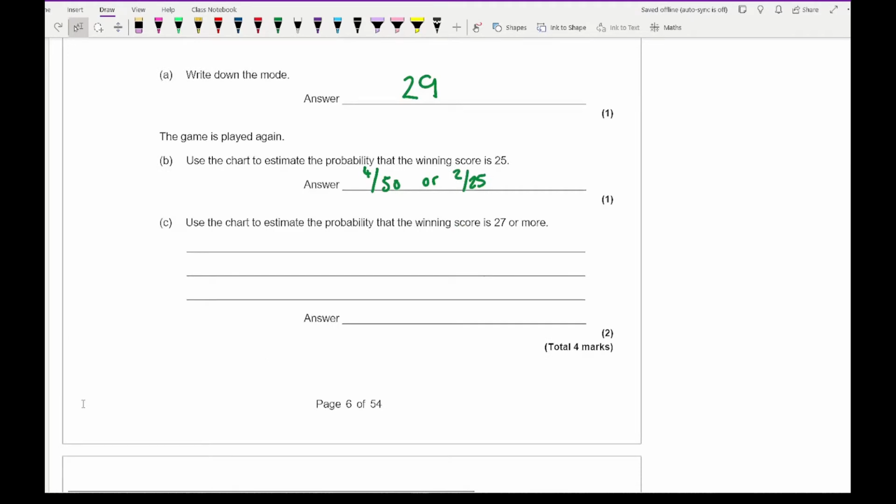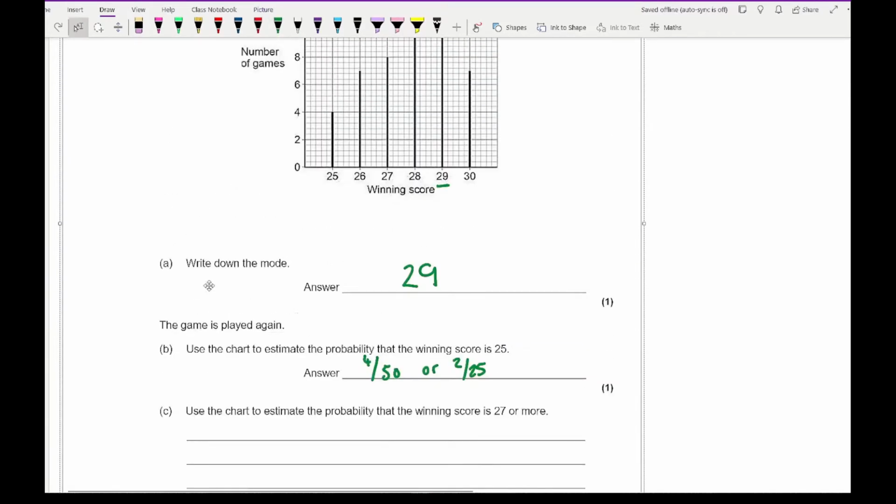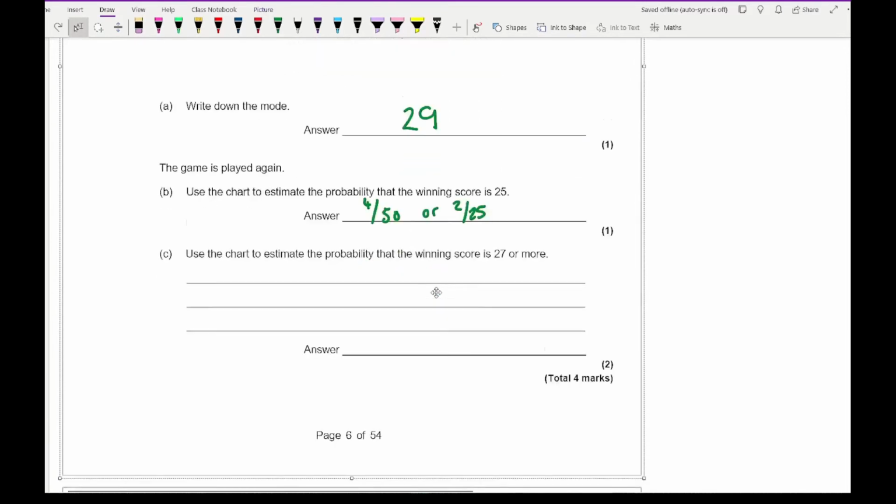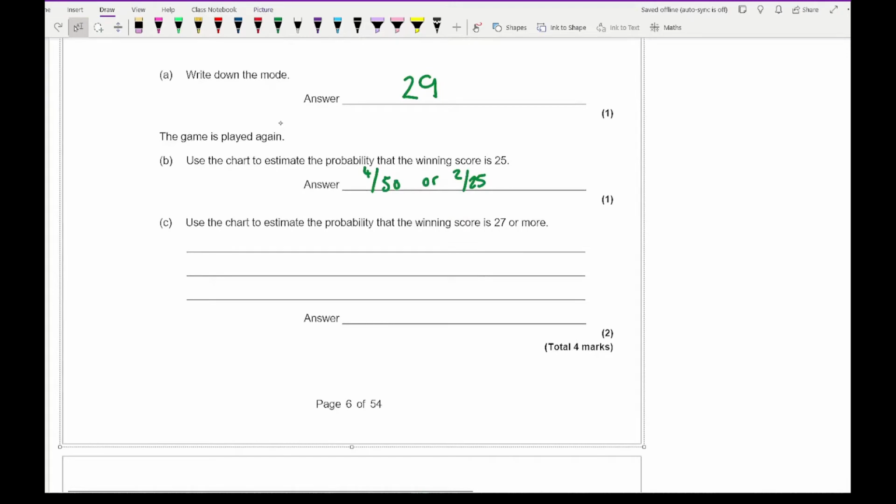The next question then says, use the chart to estimate the probability that the winning score is 27 or more. So for 27 or more, what I need to do is add the frequencies of 27, 28, 29, and 30. Remember that 27 is included in this one. So here it's going to be 8 plus 10 plus 14 plus 7. Again, these are all the heights of those 4 bars, and that equals 39. So because I want the probability, it's going to be 39 over 50.